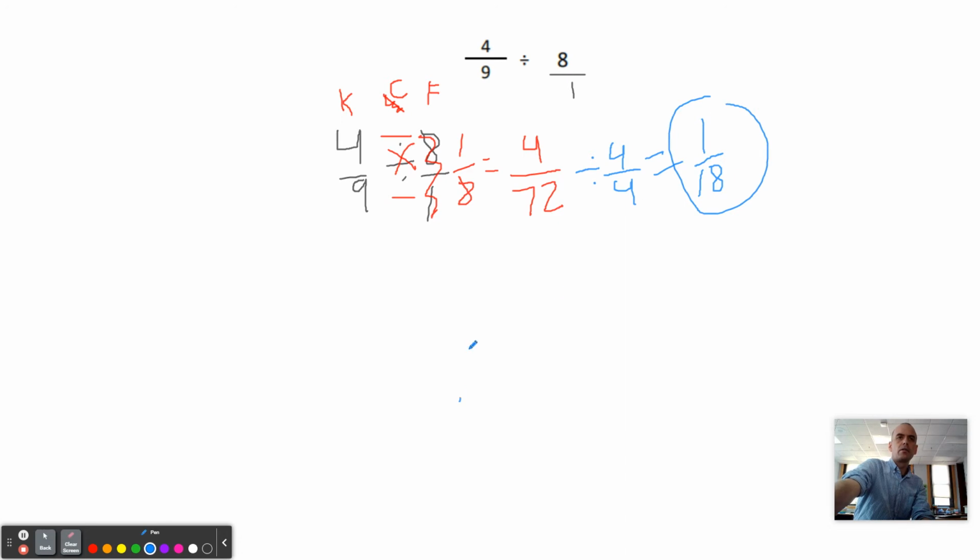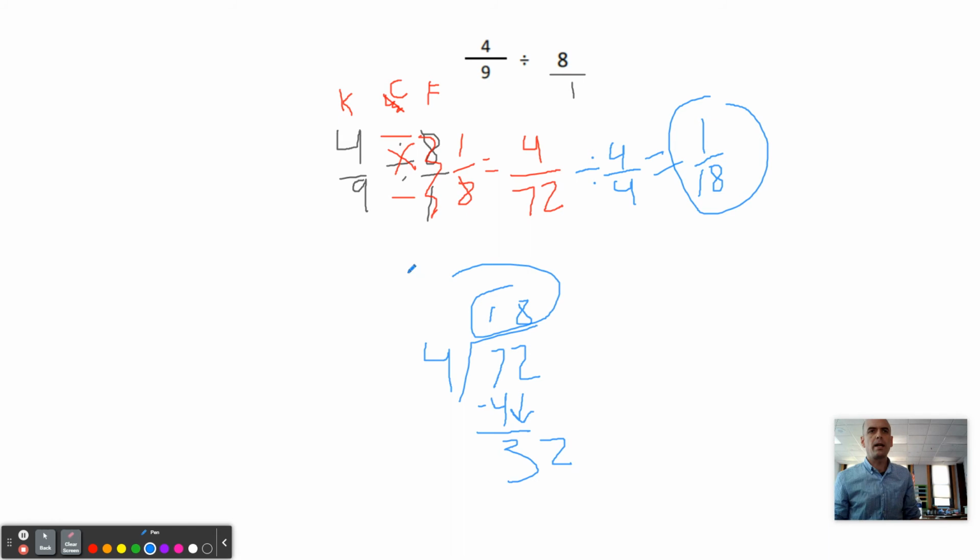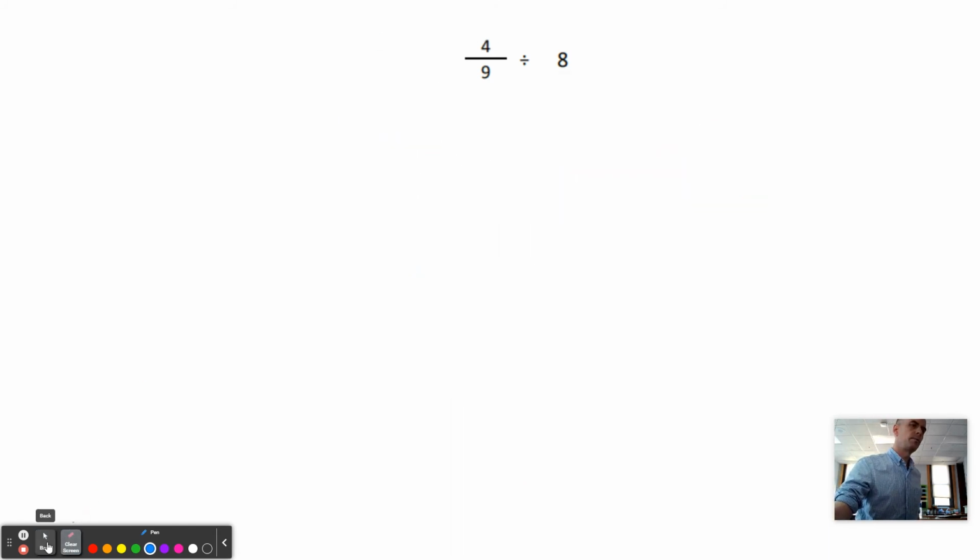Now, if I were you, I would have done this, 72 divided by 4, and I would have figured out 4 goes into 7 one time. Minus 4 is 3. Bring down the 2. 4 into 32 is 8. That's where you would have got the 18. Okay? And finally, let's do one last problem.